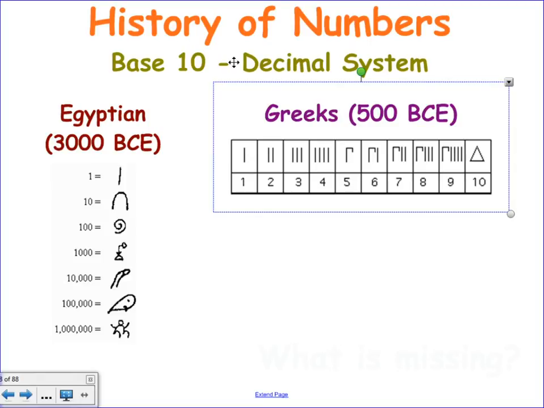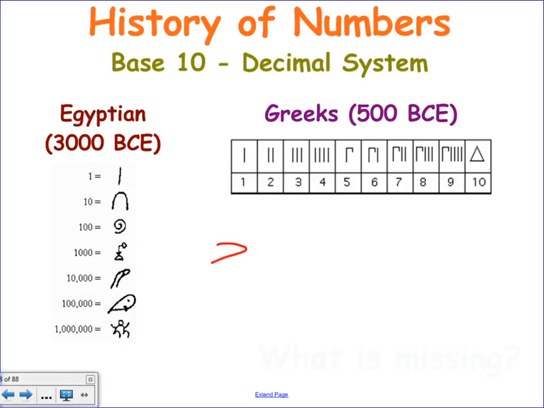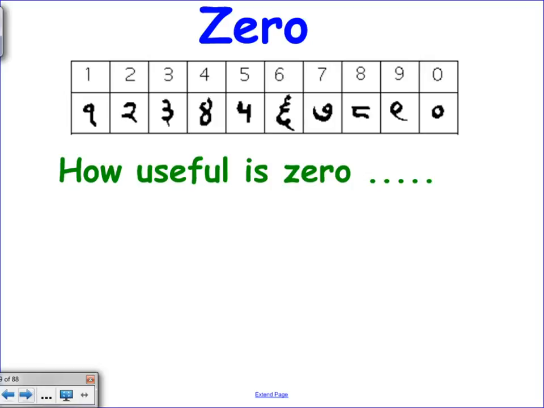0. Perfect answer. 0 is missing. They didn't have a 0. So if they were saying, I don't know, the number 11, they'd have that. But how do you know the difference between 11 and 201? So 0 was missing for their systems. 0 is a very, very useful number.